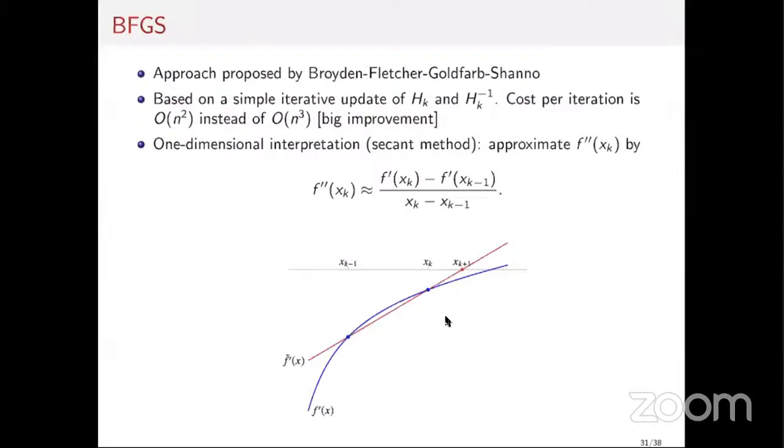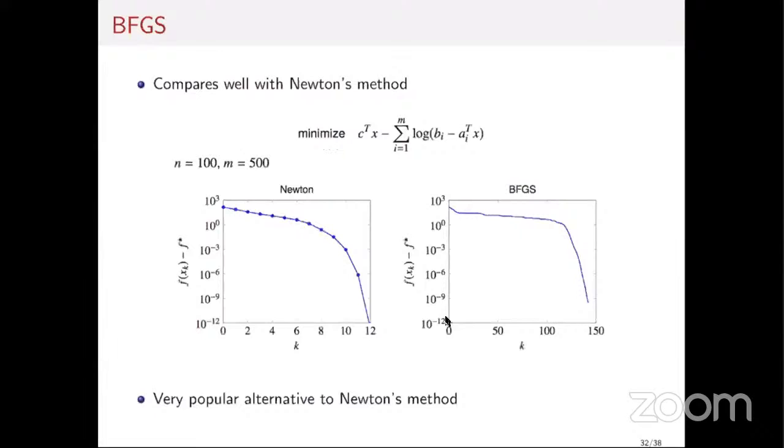I will not put the formula for the update, but let me mention that in one dimension, this approach corresponds to approximating the Hessian, or the second derivative, by a finite difference approximation of the derivatives. You approximate f double prime by a finite difference of f primes at the different iterates. The performance of these quasi-Newton methods is quite good. They compare well with Newton's method.